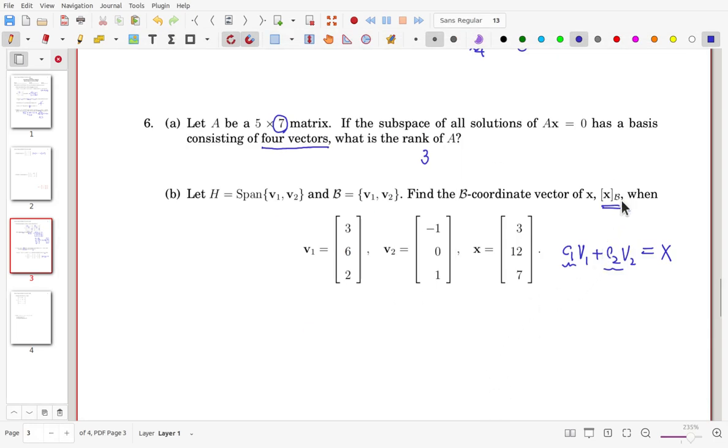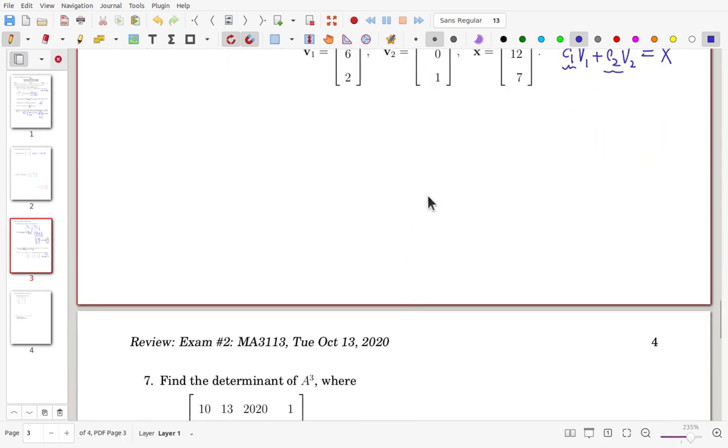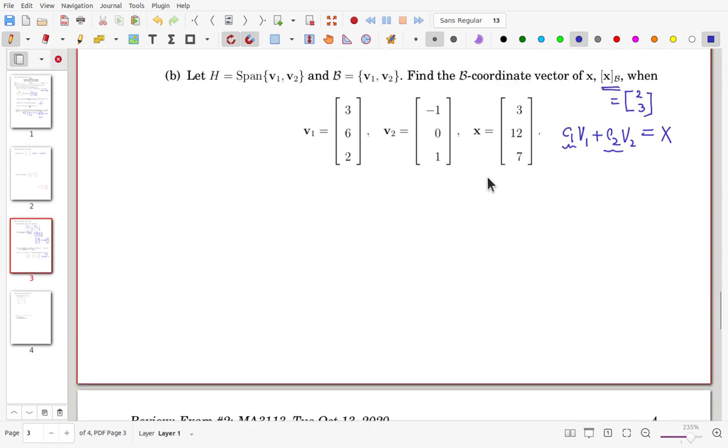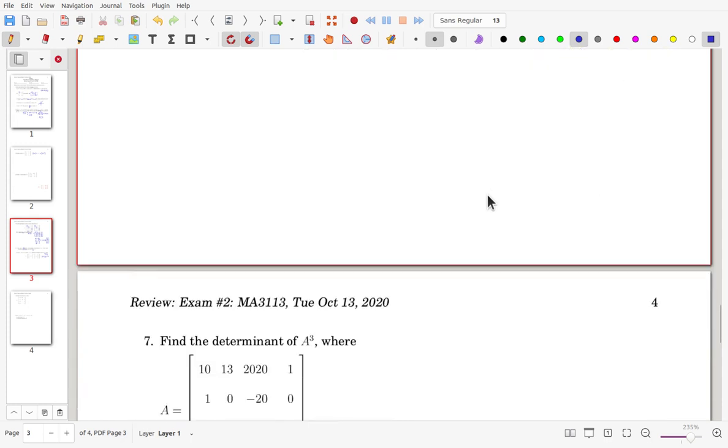So here, this is the same as here now, 2 and 3. That's the answer. Okay. Just try to solve this problem using your paper and pencil.